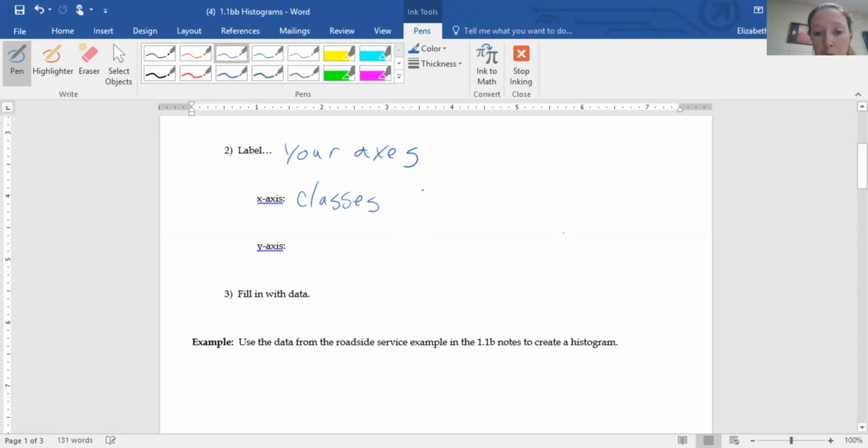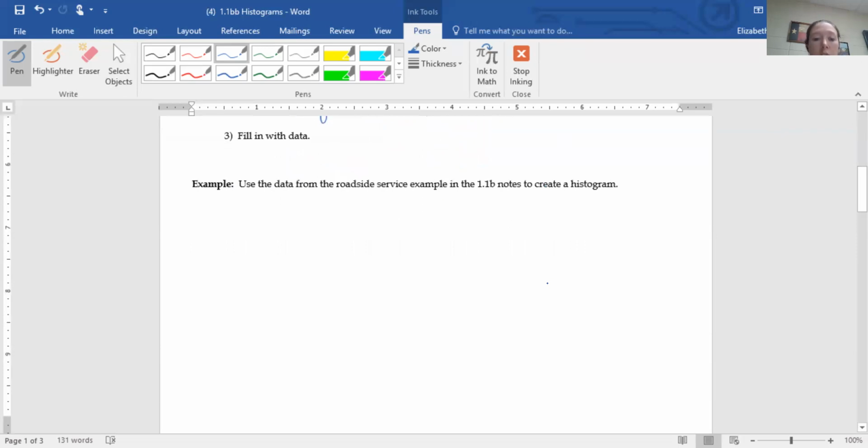Remember when we did this before? We had the classes that were like 0 to 20, 20 to 40, 40 to 80. This is going to be on your x-axis. Your y-axis is going to be your frequency or the relative frequency. Step 3, fill in with data. This example says use the data from the roadside service example in the 1.1b notes to create a histogram. So that would be yesterday's notes.